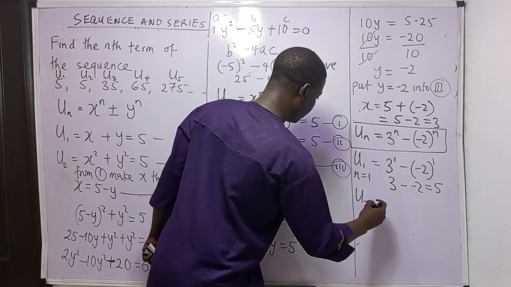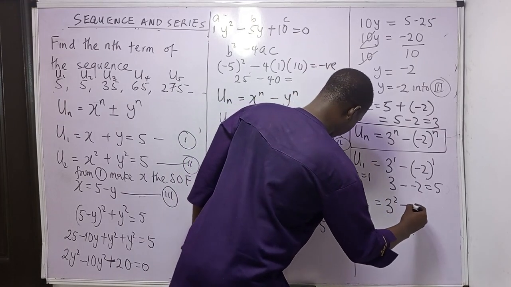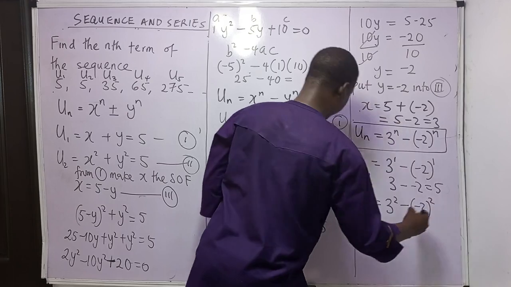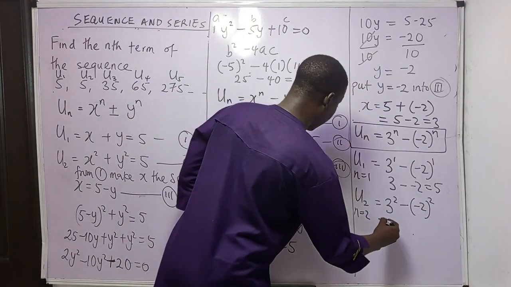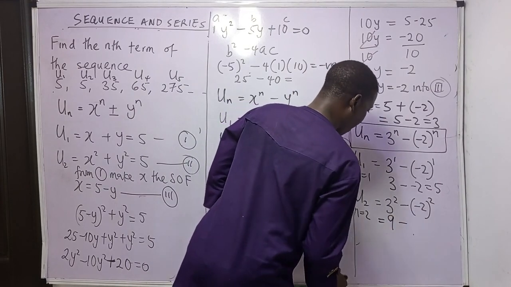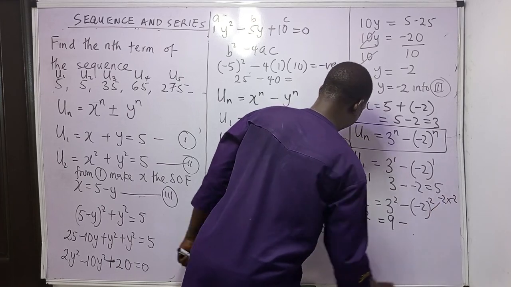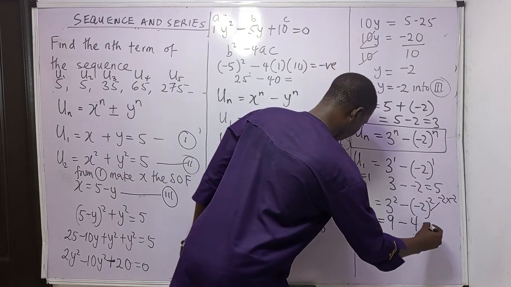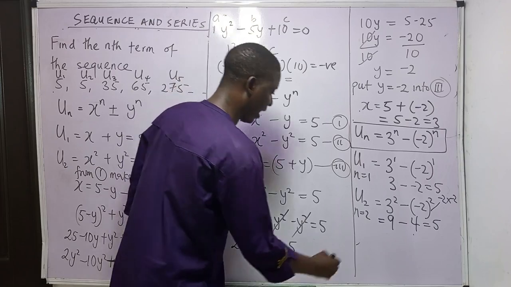Let's find u2 when n equals 2. That will give us 3 raised to 2 minus 2 raised to 2. So what do we have there, class? 3 raised to 2 is simply 9. Minus 2 raised to 2 is simply minus 2 times minus 2, and that will give us plus 4. So 9 minus 4 is 5.